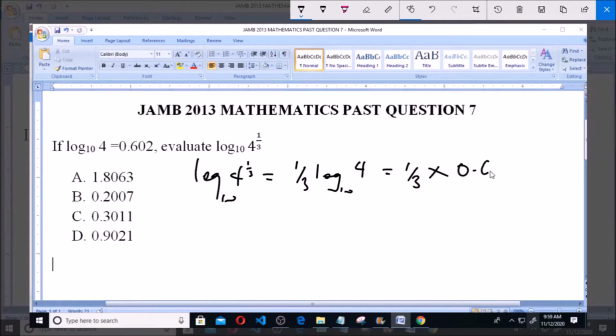Now log 4 base 10 is equal to 0.602, so that will be equal to 1 over 3 multiplied by 0.602, which is equal to 0.602 all over 3, which is equal to 0.2007, and that is option B.